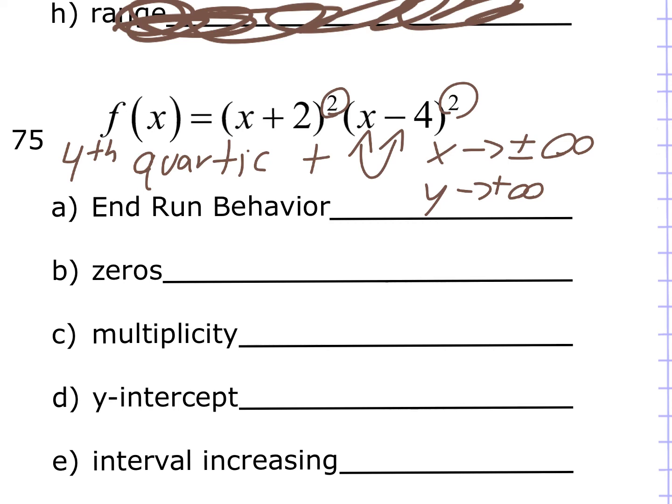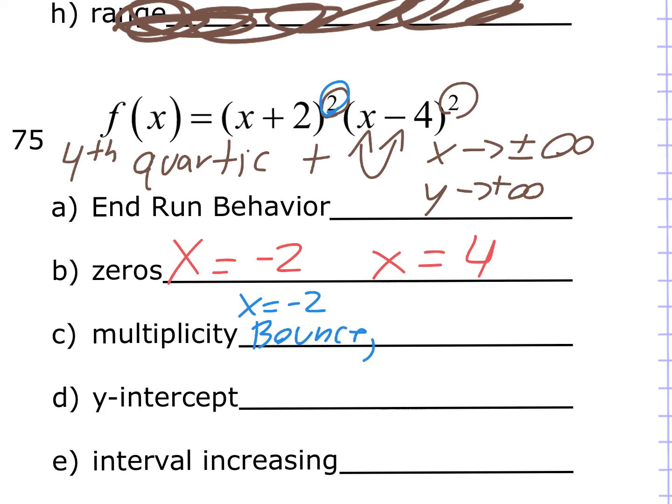My zeros, I have 2 zeros. I have a 0 at x equals -2, and a 0 at x equals +4. Multiplicity, again, look at my exponents. At x equals -2, I've got an even exponent. So I'm going to have a bounce. At x equals +4, I have another even exponent. I'm going to have another bounce. So both my multiplicities will bounce.